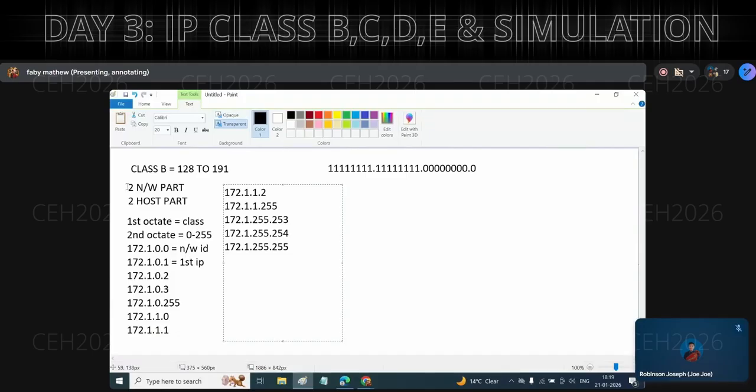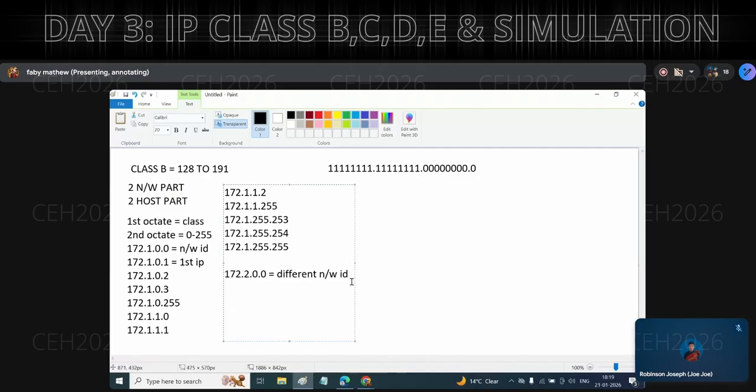Actually, see, I told you that there are 2 network parts and 2 host parts. So I have already filled all the 2 host parts, and these 2 octets are on by default. So we cannot increase the value in these octets. If we increase or change the value in these octets, then what will happen? It is exactly a different network ID. Different network ID. Got it?